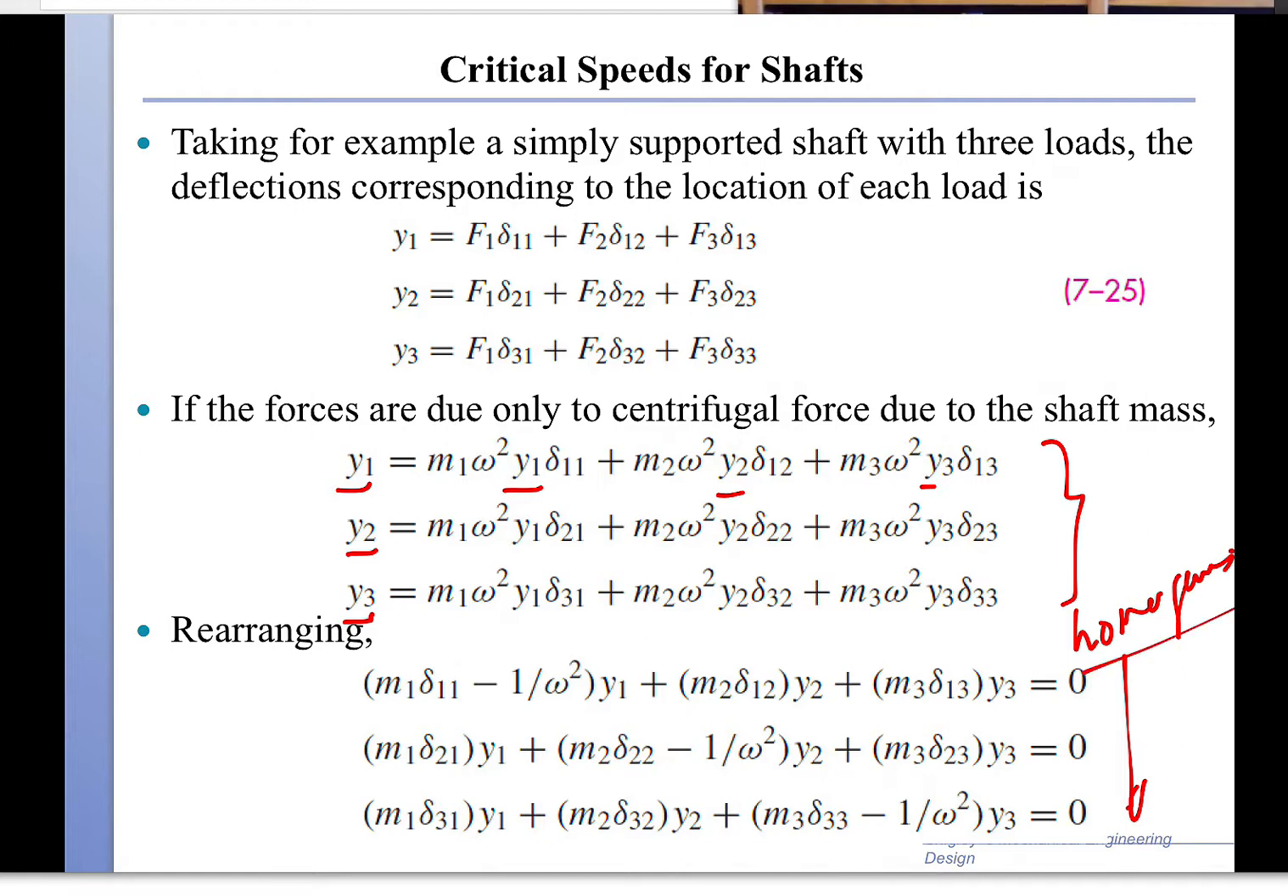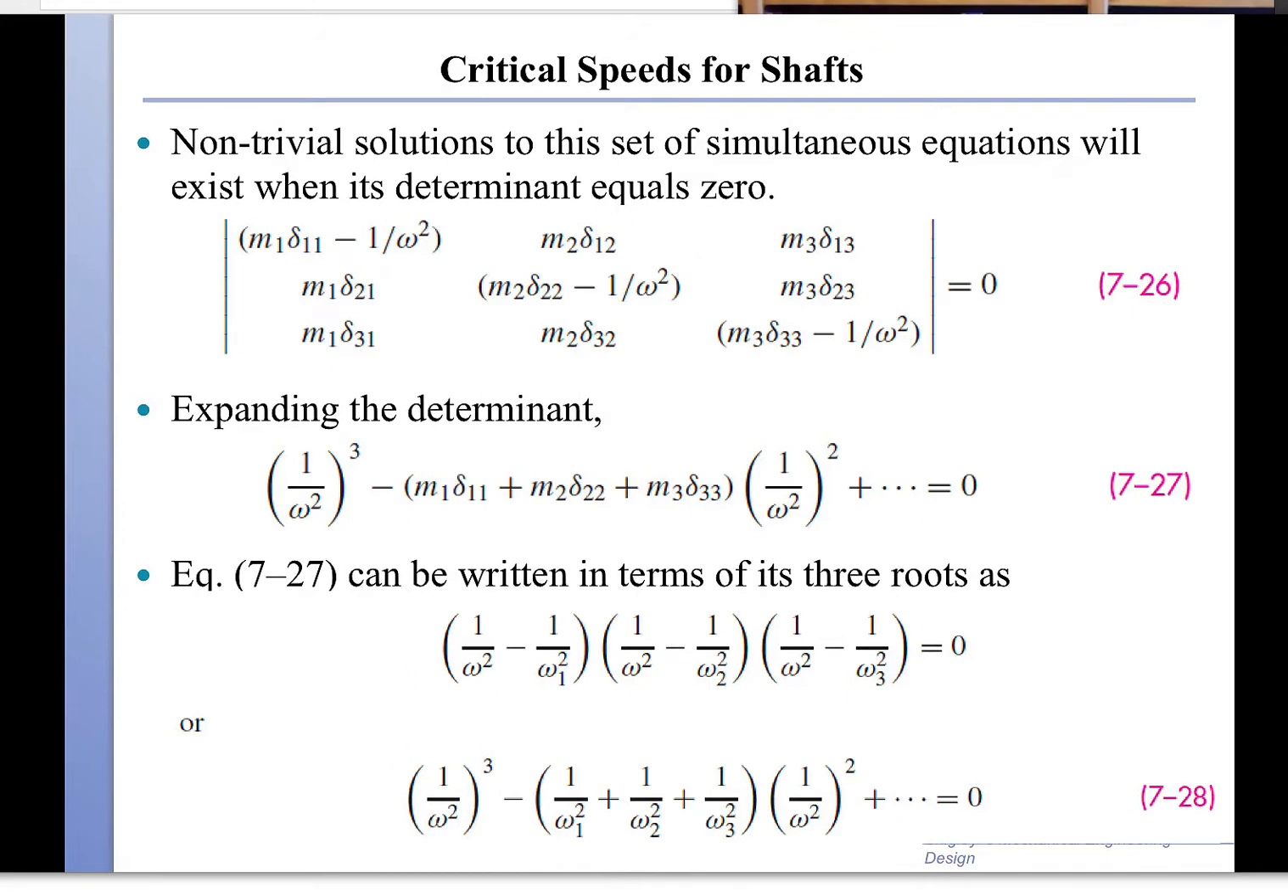And the homogeneous system, as you know, can be solved only if the determinant of the coefficients is equal to 0. So you have a determinant with this coefficient, m1 delta 1 1 minus 1 over omega squared, and then another coefficient, a third coefficient. If you set the determinant equal to 0 for this system, you will get a solution. The solution is found by finding the value of omega. That's unknown. This is what should be found to solve this system of linear equations.